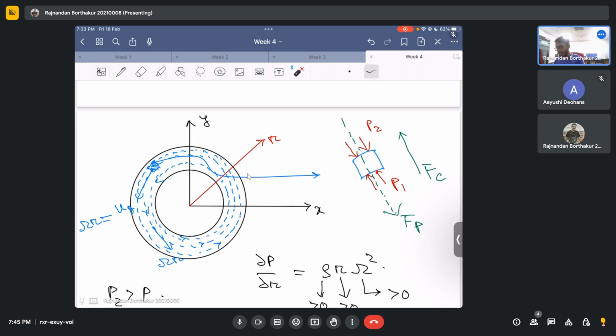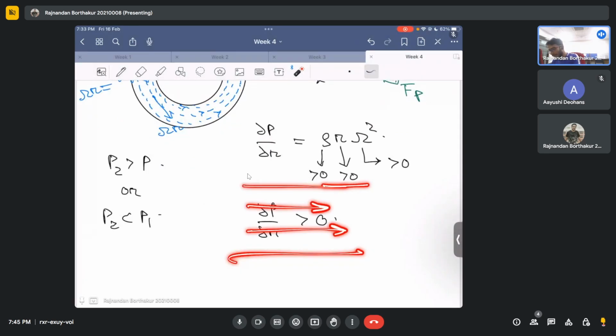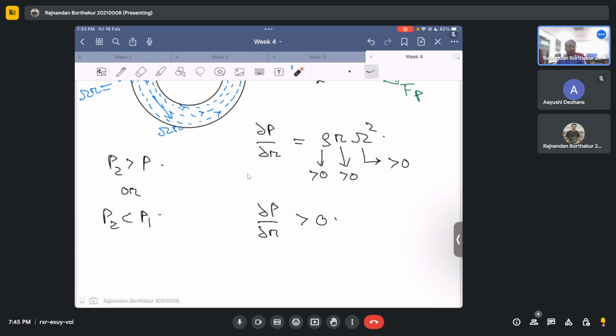See, for instance, in the flow problem, if there is a Couette flow, you know that the streamlines are nearly parallel, and that's why there was no pressure gradient in the y direction, and we found out that del p by del y was basically equal to 0. However, if the flow is taking place in a curved plane, or if the flow is moving around the corner, there has to be a pressure gradient that is basically acting across the streamline.